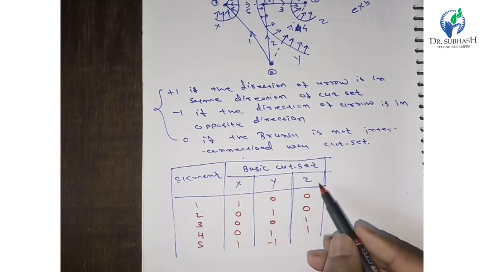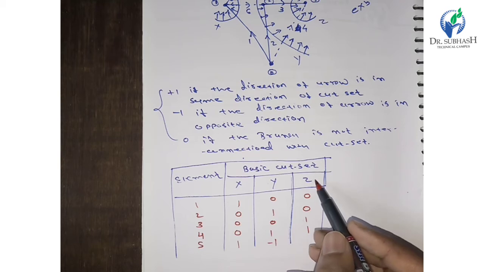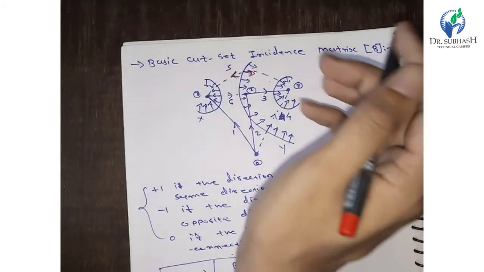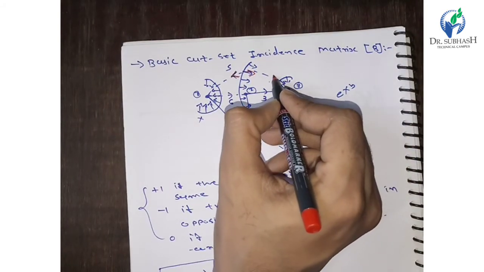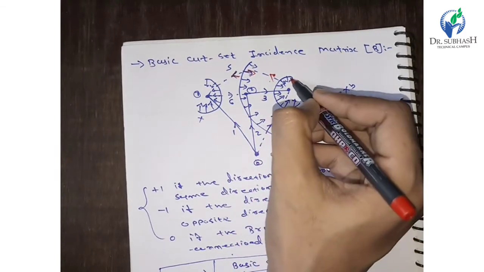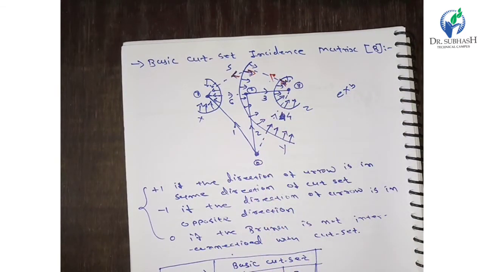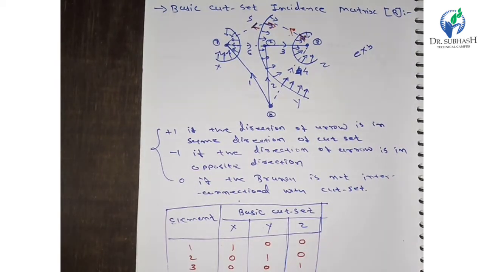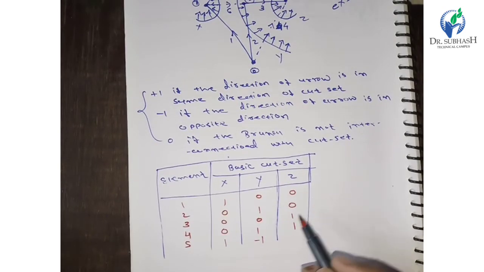When we take the z cut set, it is also in a reverse direction. The element 5 is in this direction and the basic cut set is in this direction. Element 5 is the same as with the other parameters, so for cut set z the output is -1. They are opposite to each other.